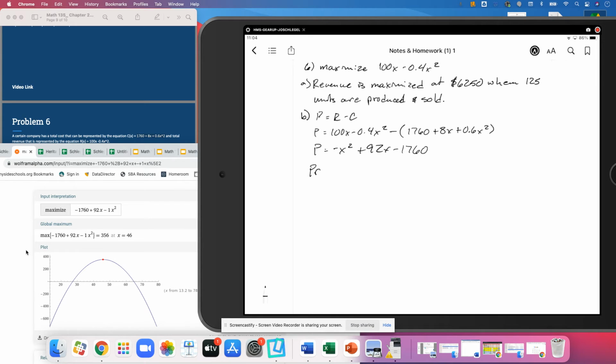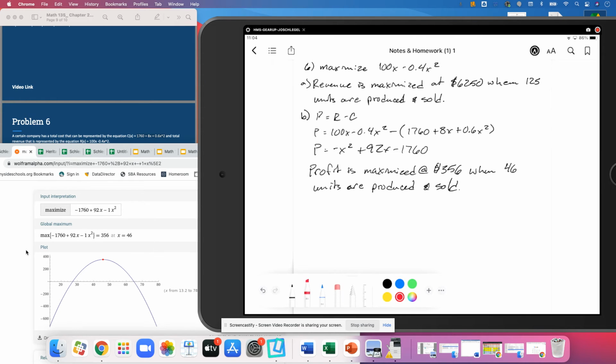So profit is maximized at $356 when 46 units are produced and sold. And so you can see, everyone, that obviously the profit right here is 356 and the max revenue is 6250.